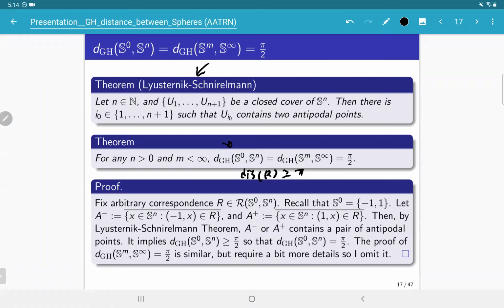And since R is an arbitrary correspondence, by the definition of the Gromov-Hausdorff distance, it implies that the Gromov-Hausdorff distance between S0 and Sn is lower bounded by pi over 2. So one can conclude this equality. That's how we prove this first claim. And for the second claim, the Gromov-Hausdorff distance between Sm and S infinity, the proof of that fact is in the same spirit, but it requires a little bit more detail, so I will skip it here. But I can discuss after the presentation if any of you want, of course. Good?